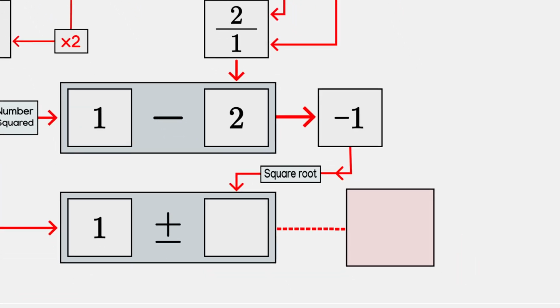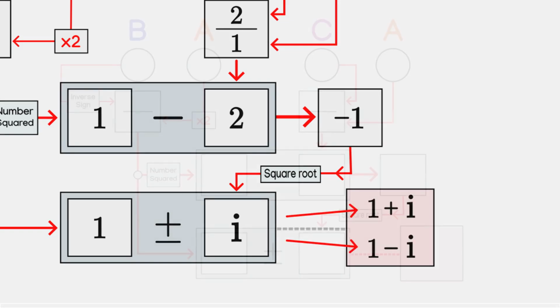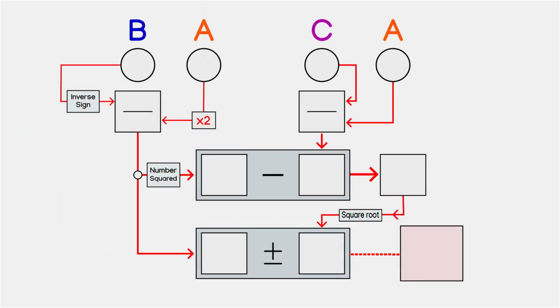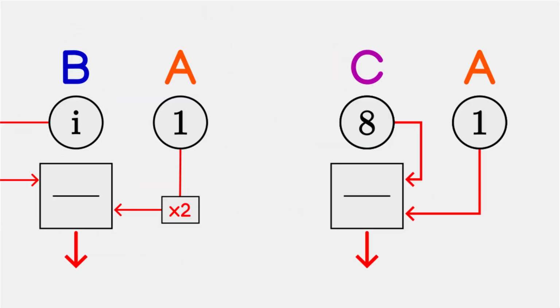Now the square root of -1 is the imaginary unit, i. Finally, the roots of the quadratic are the complex numbers 1 plus i and 1 minus i. The amazing thing is that this algorithm works for any quadratic expression, even those with complex coefficients.